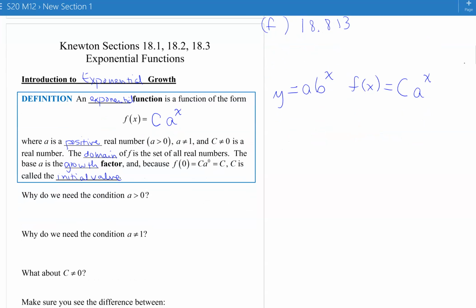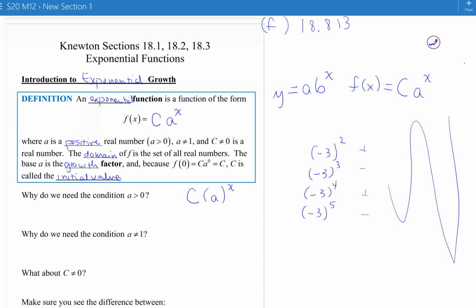So why do we need the condition that A has to be positive? Well, we're taking the number A to different powers and looking at what the graph looks like. If A was a negative number, then as you took it to different powers, you'd get a positive number, then a negative number, then a positive number. So your graph would be bouncing around from positive to negative numbers, and that's not exponential growth, because we know what that needs to look like.